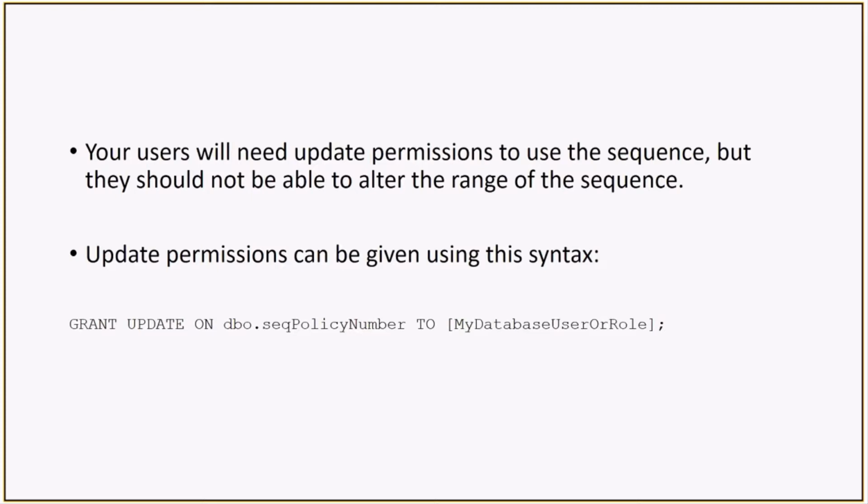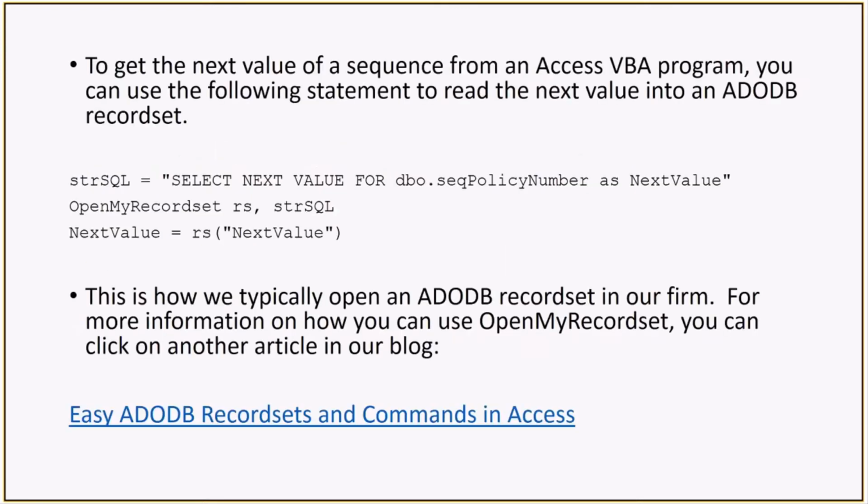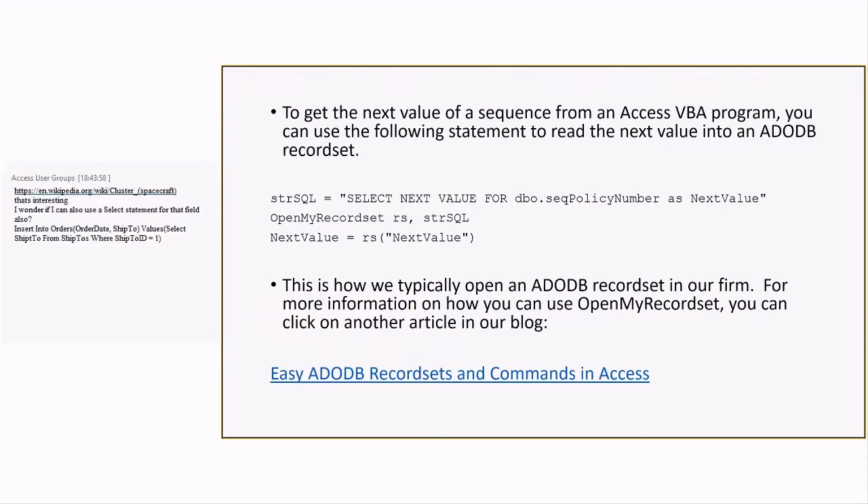Now, to get the next value of a sequence from an Access VBA program, you can use the following statement to read the next value into an ADODB recordset. So you would define into a string variable, SELECT NEXT VALUE FOR, then your sequence name, then AS, and then the column name that you're going to get back. And then we use OpenMyRecordset. And then from that, we can just extract from that recordset the value that we want.